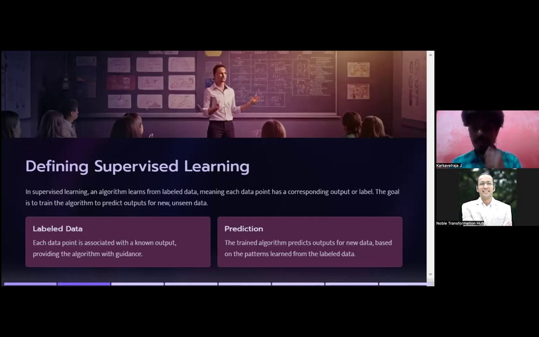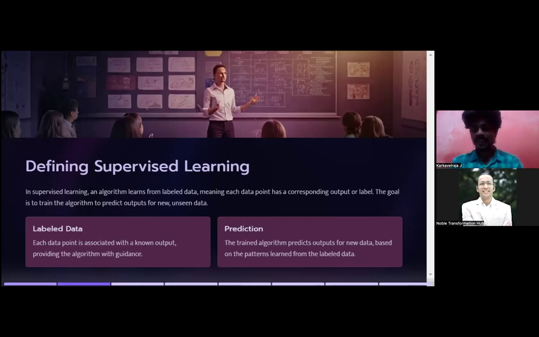We will give the labeled data for the machine to train, and based on that training, it will look into the unseen data and predict based on the labeled data it has been trained on. Okay, hope you guys have understood this. Yes sir, over to you.